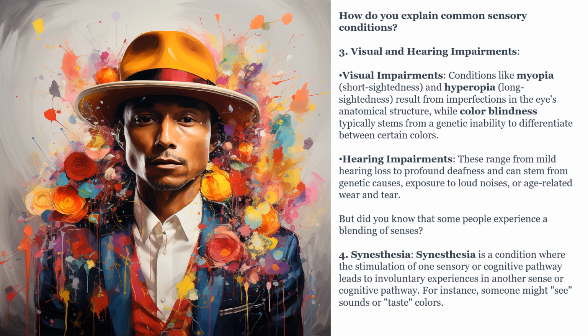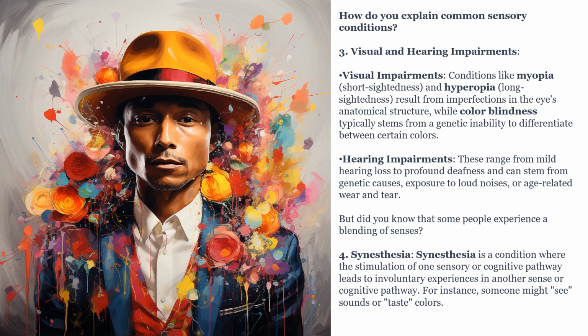Hearing impairments sometimes come along with visual impairments. These range from mild hearing loss to profound deafness and can stem from genetic causes, exposure to loud noises, or age-related wear and tear. Did you know that some people experience a blending of senses? There's synesthesia. It's a condition where the stimulation of one sensory or cognitive pathway leads to involuntary experiences in another sense or cognitive pathway. For instance, someone might see sounds or taste colors.